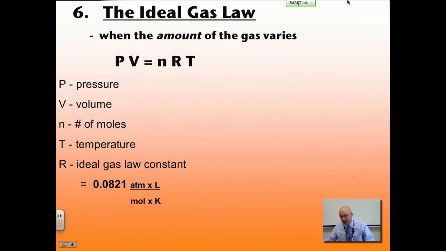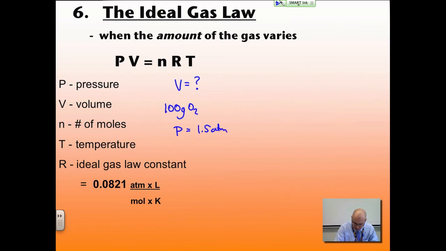Very simply, these are simple to use. If I were to solve one of these problems, let's say I gave you: solve for the volume when there is 100 grams of O2 with a pressure of 1.5 atmospheres and a temperature of 25 degrees Celsius. Okay? So notice that I've given you an amount. When I give an amount, then we're not thinking about the combined law. Also notice that there are no changes in V's or P's or T's.